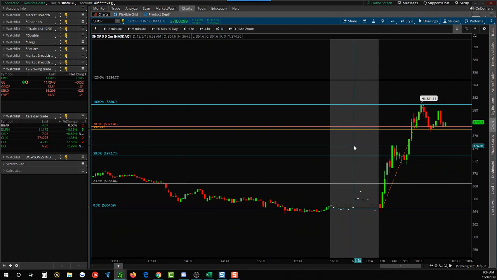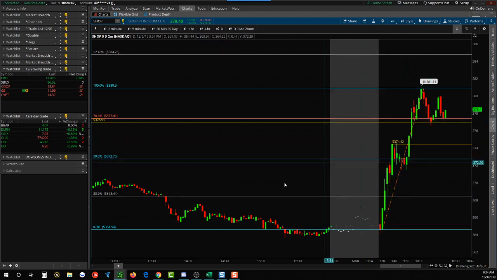374.50. If it fails to maintain that 78.6 fib, that would be my target. Always got to have your plan and then your alternate thesis. If you talk it out, it works a lot better. Just tell yourself, what are you looking to do here?